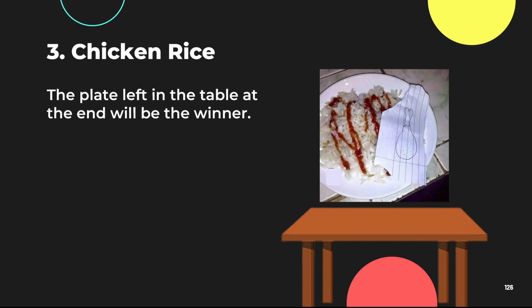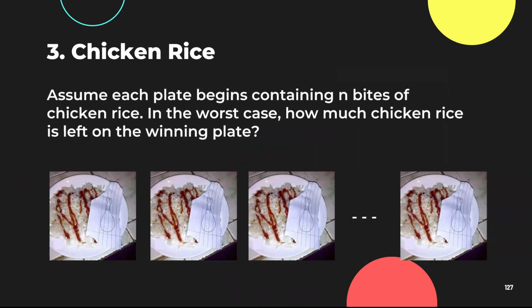Okay? So, comes to the questions. Assuming that each plate contains n bites of chicken rice, like n spoons of chicken rice. In the worst case, how much chicken rice is left on the winning plate? What does the worst case mean here actually? Worst case here means, if you have to compare with everything, how much is left on the winning plate? Because as much as possible, you want to have the winning plate preserved for others, right?